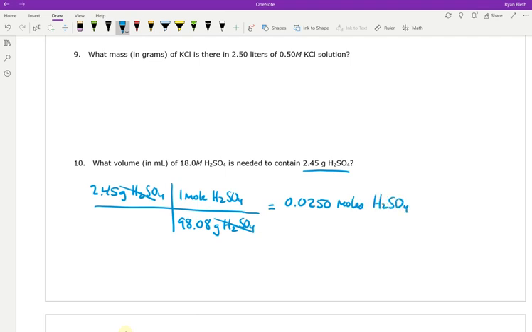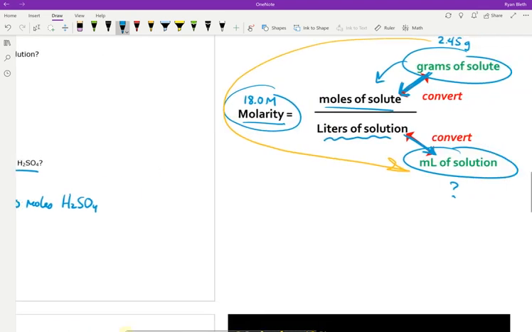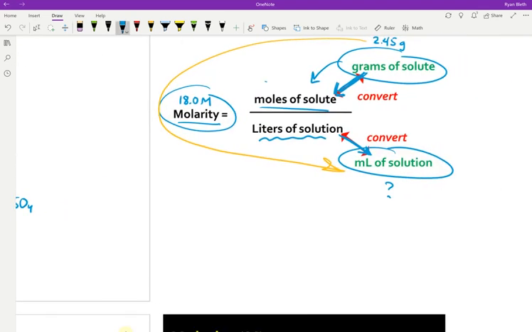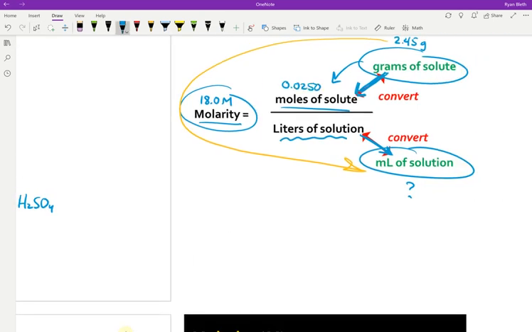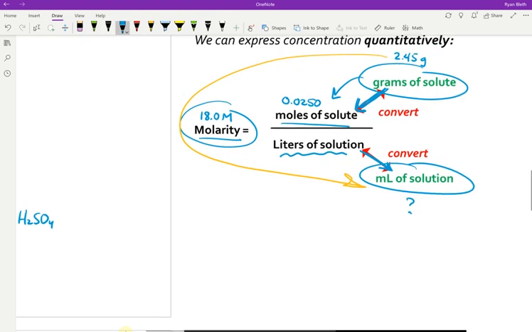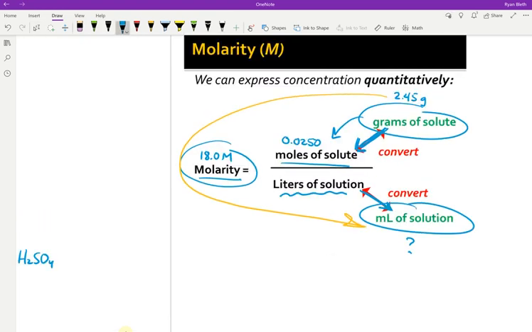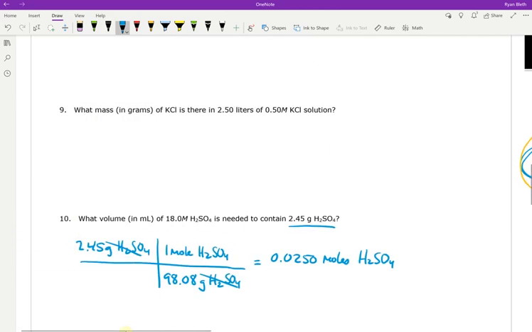So we've got moles. Where do we go from there? Go back to my equation. I've got moles now: 0.0250 moles. So we've gone from grams to moles. Now we've got moles and we've got molarity. Now we're going to solve for those liters of solution. We're just working our way through, filling in all the spaces by the time that we're done. Let's figure out the liters of solution in the bottom here, using those moles.